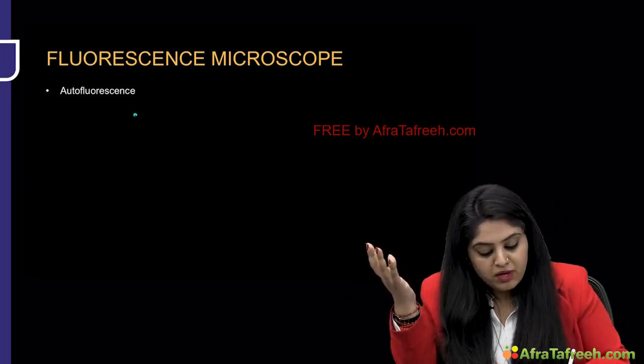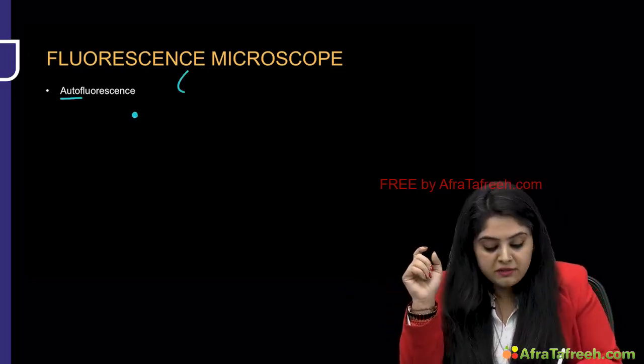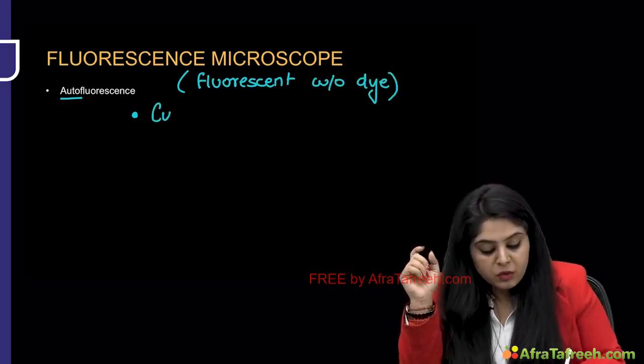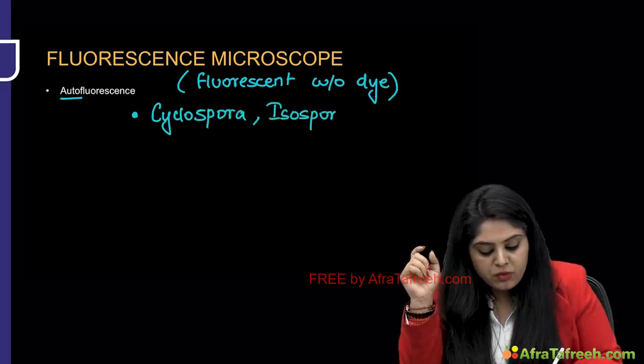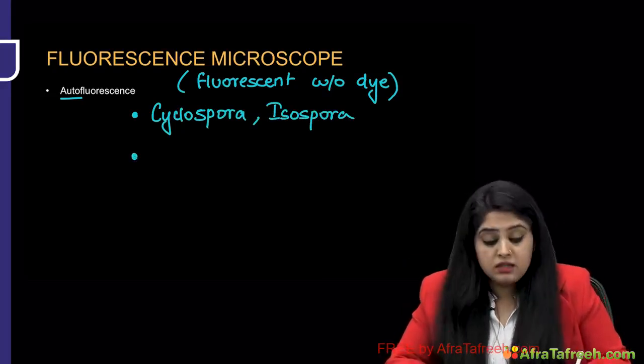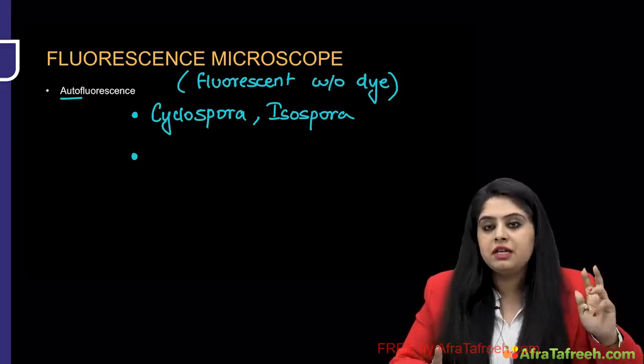So first, the Spora brothers. The Spora brothers are autofluorescent, means they are fluorescent even without adding any fluorescent dye to them. So what are the Spora brothers? We have Cyclospora and we have Isospora. So the Spora brothers are autofluorescent. Next, we have something in path. We've done one micro, so now we'll do one path and one hemat.